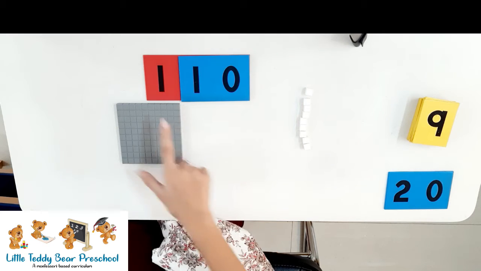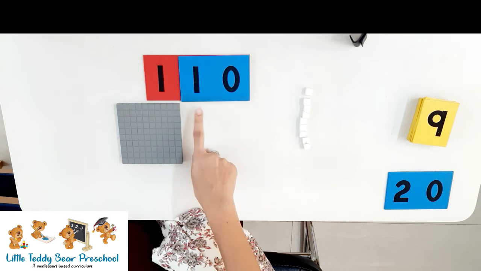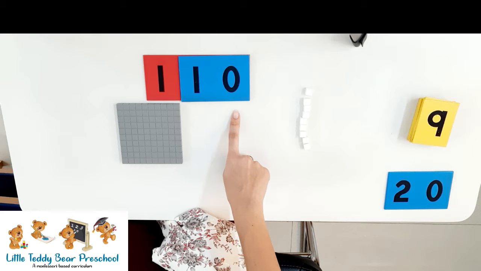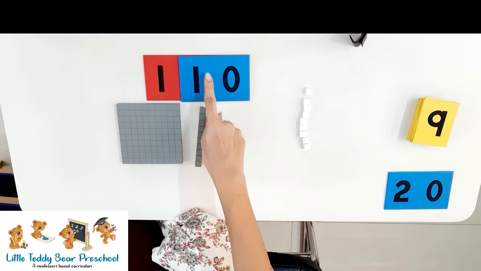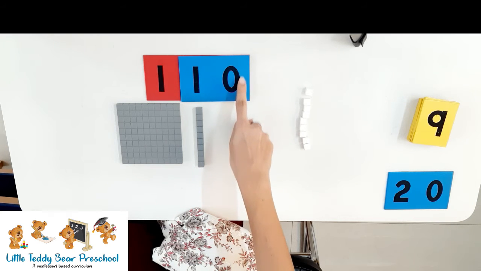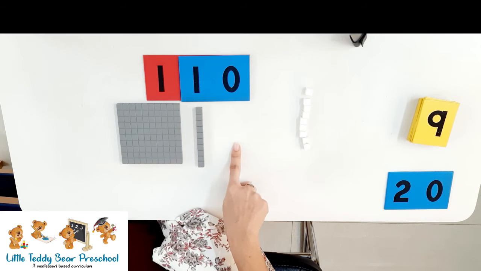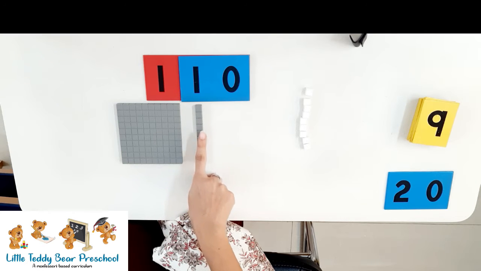110. Hundreds place we have the same number, that is 1. Tens place we have the number 1, and units place we have the number 0. So let us put 110, because in the tens place we have the number 1. Units place we have the number 0, so we do not have any units. So 110.